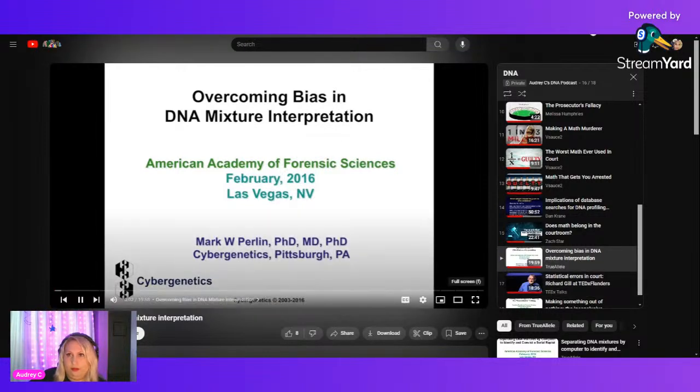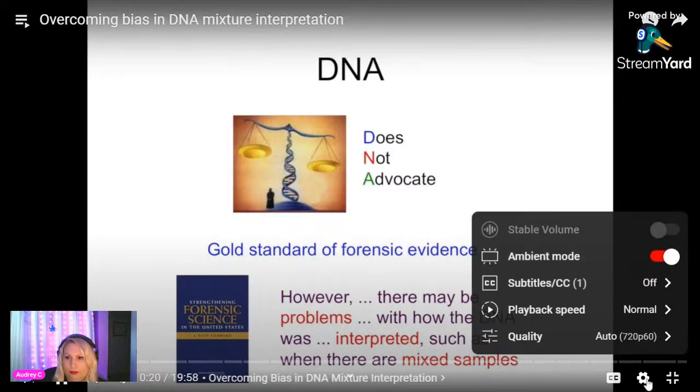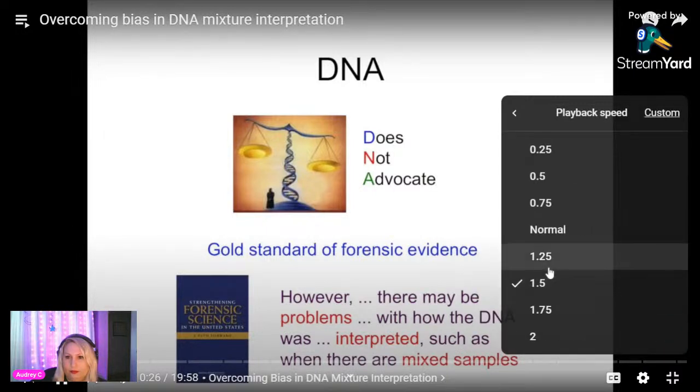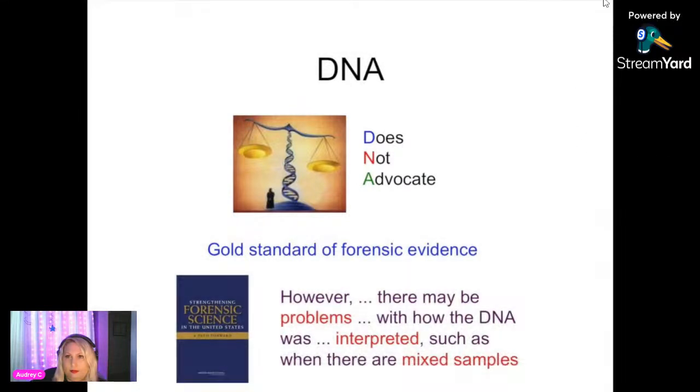Overcoming bias in DNA mixture interpretation. Forensic DNA identification is presumed to be neutral. Many think it stands for, does not advocate for one side or the other. As such, DNA is the gold standard of forensic science. But the National Academy of Sciences report, the NAS report in 2009, which pointed out many problems with forensic analysis, including bite marks, hair analysis, bullet analysis, fingerprints, did note that there may be problems with how the DNA was interpreted, such as when there are mixed DNA samples.